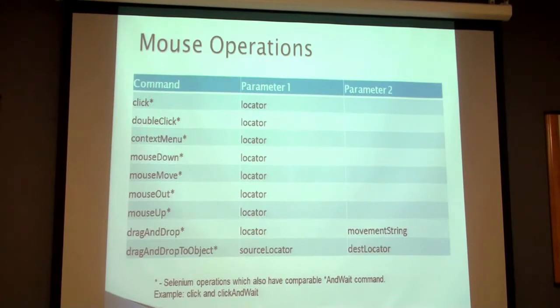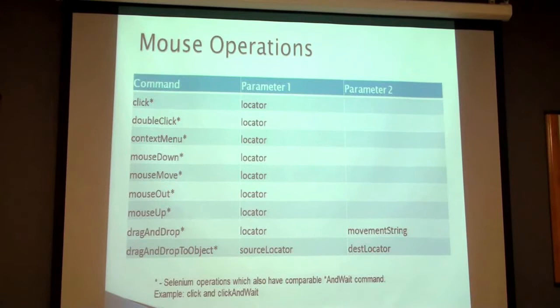Context menu is the same thing as right click. Mouse down, mouse move, mouse out and mouse up are four different types of events. Mouse down means click down and hold. Mouse up means remove that finger. Mouse move is when you're just moving it from one place to another. And mouse out is when you move it out of the location. Drag and drop is basically a shortcut for mouse down, move, mouse up. Okay, it's just a shortcut.